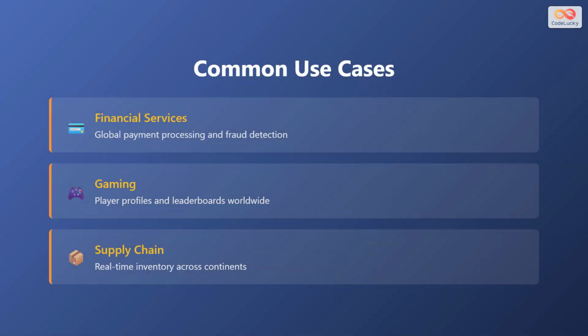Cloud Spanner excels in several industry scenarios. In financial services, it's ideal for global payment processing and fraud detection systems that require absolute consistency. For gaming applications, it manages player profiles and leaderboards that need to be accessible and consistent worldwide. In supply chain management, it provides real-time inventory tracking across continents, ensuring accurate stock levels regardless of location. These use cases all share the need for global scale, strong consistency, and high availability.